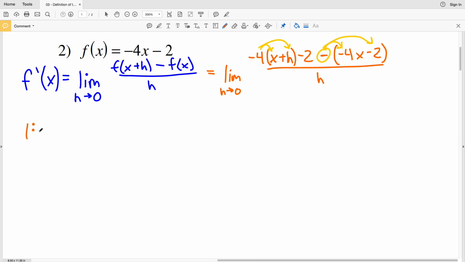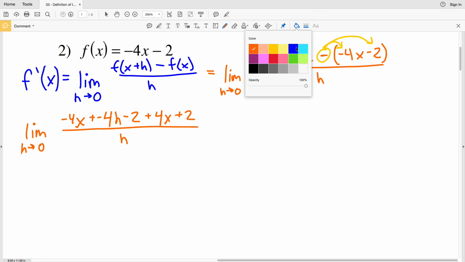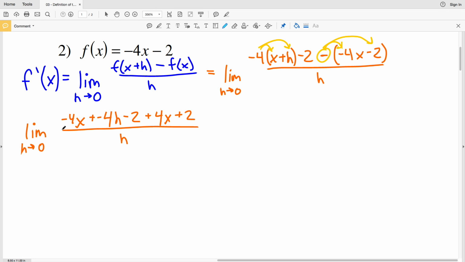So I'm going to have the limit as h approaches 0 of negative 4 times x is negative 4x plus negative 4 times h is negative 4h, and then I'm subtracting 2 from that, and then I'm subtracting negative 4x, which was the same as adding a positive 4x, and then I'm subtracting a negative 2, which is the same as adding a positive 2. And that's all over h. So from this, you can see that negative 4x plus 4x is 0, and negative 2 plus 2 is 0.